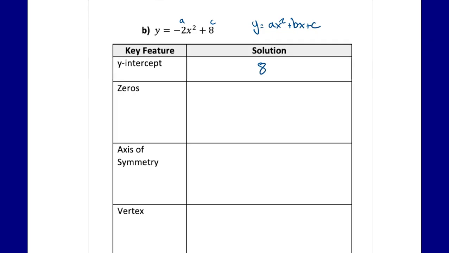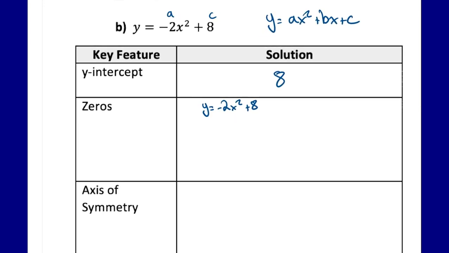For our zeros, we need to factor. If I have y equals negative 2x squared plus 8, it doesn't look like a trinomial, and it's not a difference of squares either. But generally speaking, when we want to factor, we want to remove the value in front of the x squared. We're going to try to remove it when we common factor. So I'm going to take out a negative 2 as a common factor. If I take out a negative 2, I'm left with x squared minus 4.